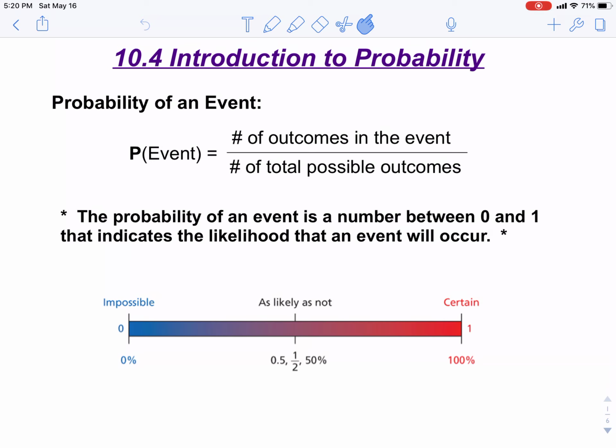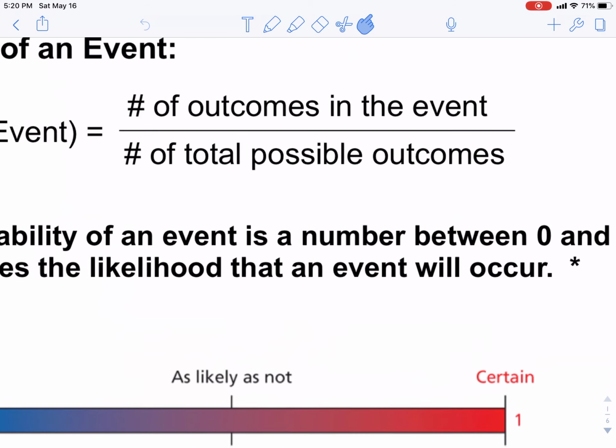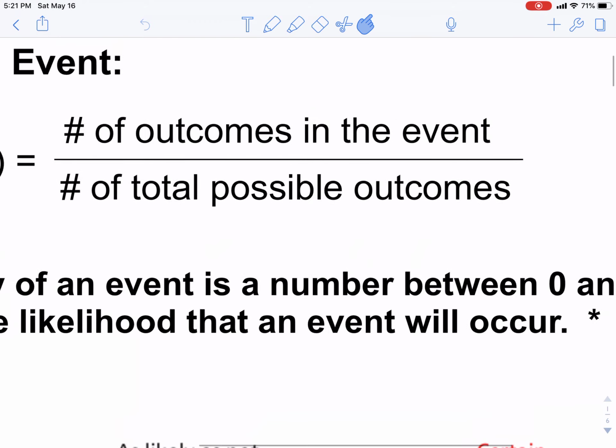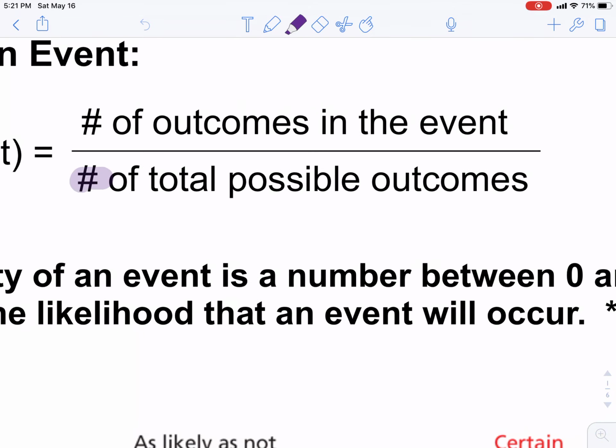Just simple probability concepts here. Outcomes in the event over total possible outcomes. So we spent the last 3 days coming up with strategies for how to do this bottom part, the total possible outcomes, right? Fundamental counting principle, permutations, combinations, trying to think of how we can come up with the total. And then on the top, it's just the event that you want to have happen, okay?